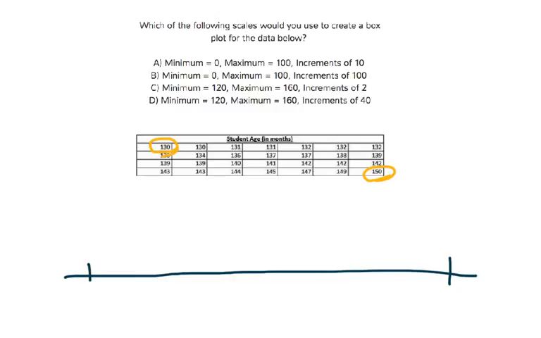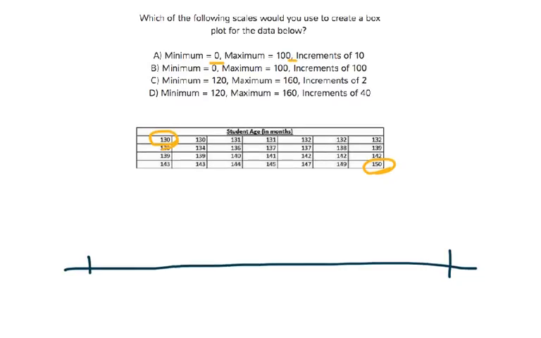If I look at choice A and choice B, going from a minimum of 0 to a maximum of 100, that doesn't even include all of our data. First of all, the 0 is way below where we need to be, and the 100 doesn't get all the way up to the 150 that we need. So A and B are not going to fit our data.